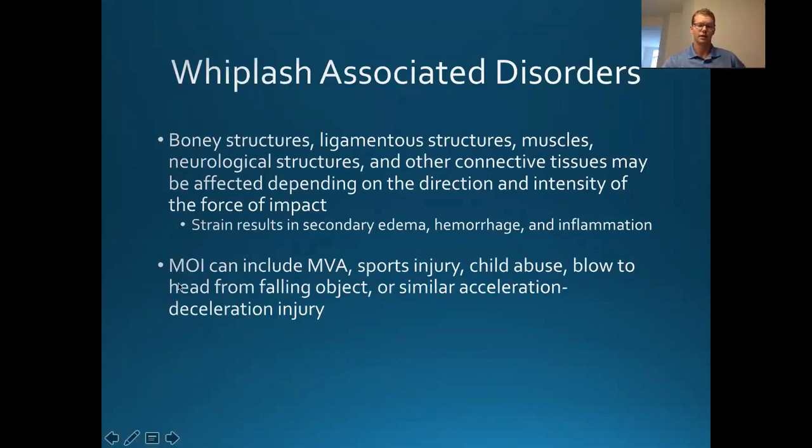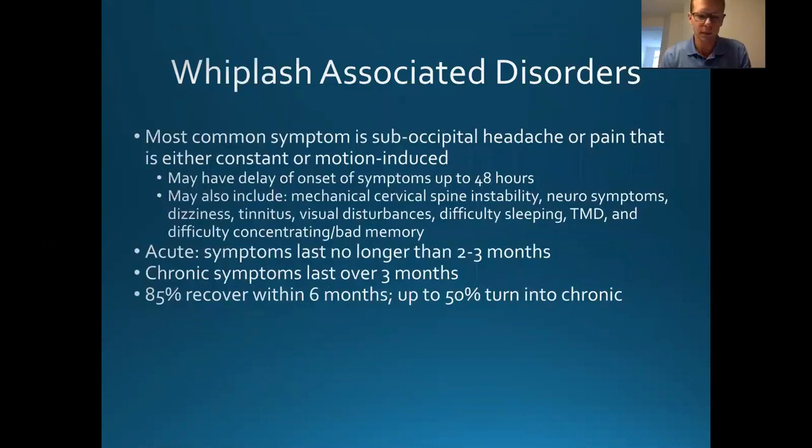Mechanism of injury can include motor vehicle accidents. That's the most studied version of WADs. Sports injuries, some child abuse, blow to the head from a falling object. Most of these are a traumatic injury to the cervical spine and often to the cranium too. Most common symptom is going to be the suboccipital headache and/or pain that's either constant or motion induced. So that doesn't tell us too much information other than that the person is also going to likely have some sort of headache presentation.